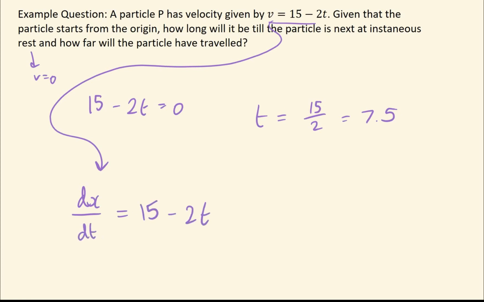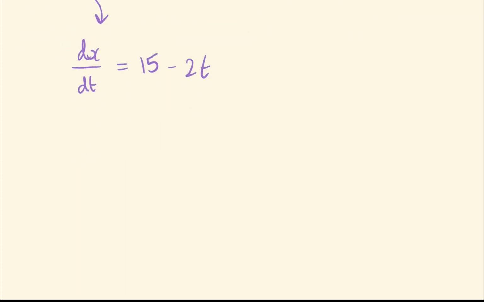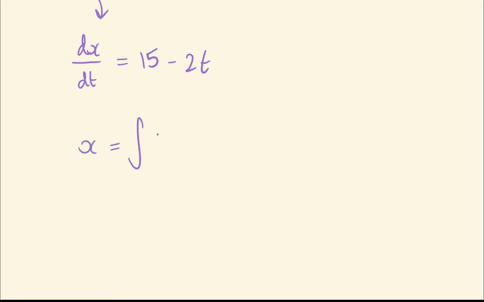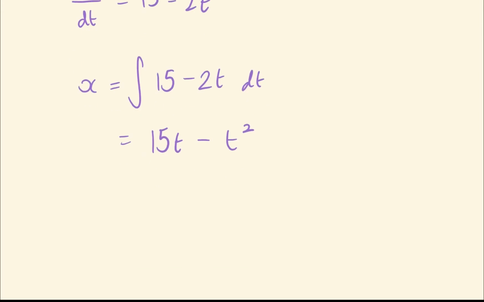We want to work out how far the particle has travelled, so we want to work out the value for x. To get x from dx by dt, we need to integrate. Again, that's just the opposite of differentiating. If we integrate 15, that'll give us 15t. And if we integrate 2t, that will go to t squared. You can check that if you differentiate this, it will go back to this term here. When we integrate, we'll also have a plus c.